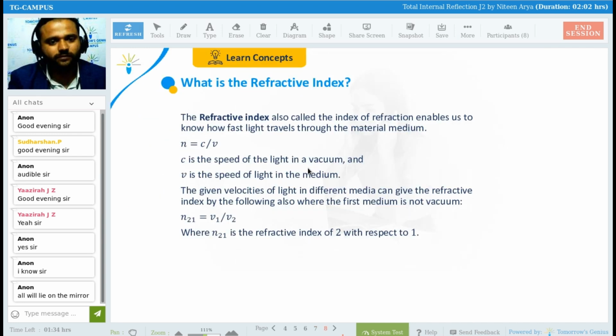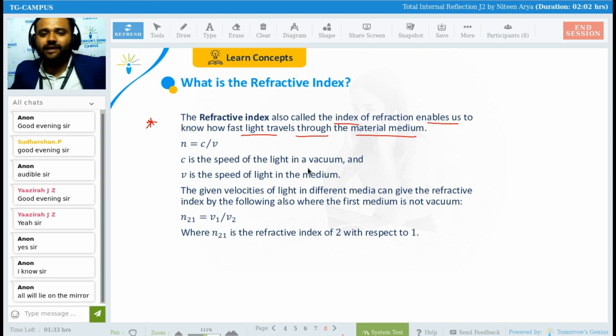So what is refractive index? Whatever I explained to you on the previous page is written over here. The refractive index, also called the index of refraction, enables us to know how fast light travels through the material medium. Or in general, refractive index enables us to tell how the refracted ray is going to be bent. I don't care whether the bending is away from the normal or towards the normal. I am interested in how much it is going to be bent.